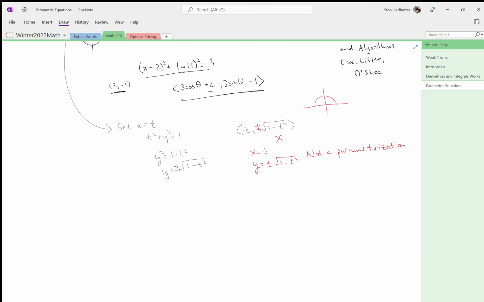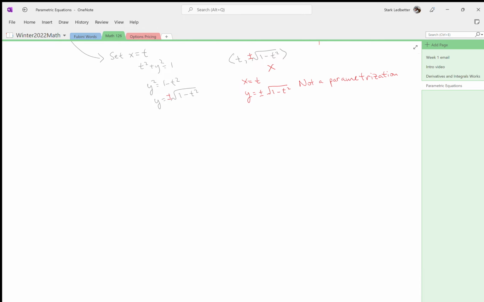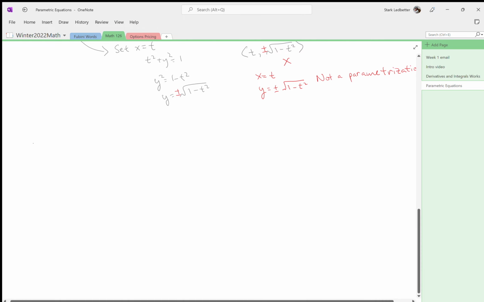So since you guys talked about vectors in lecture yesterday, I'm just going to do one more video on parametrizations of lines. And this time we're going to talk about a line passing through two points. So let's say (1, 2) and (5, 7).